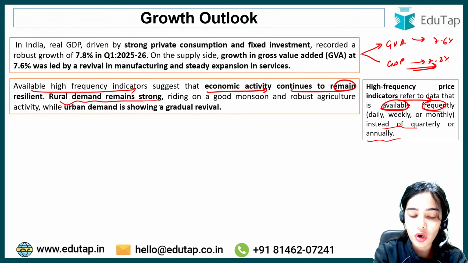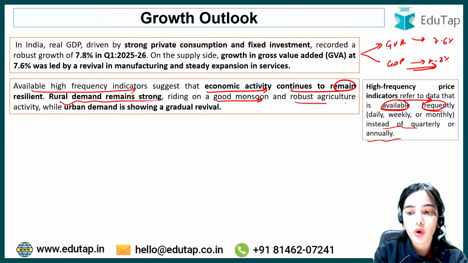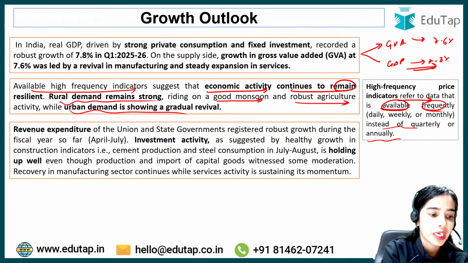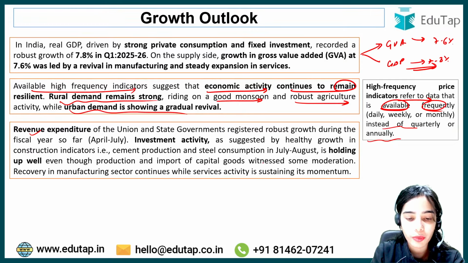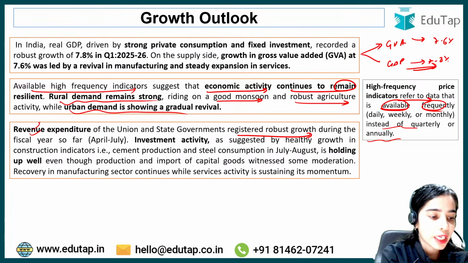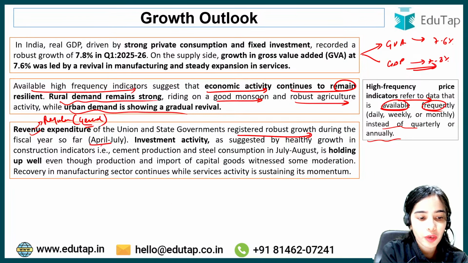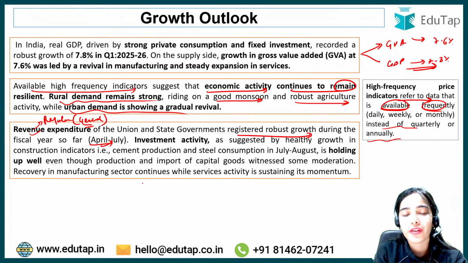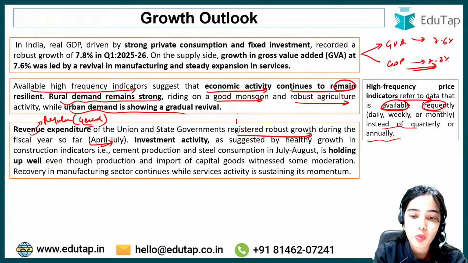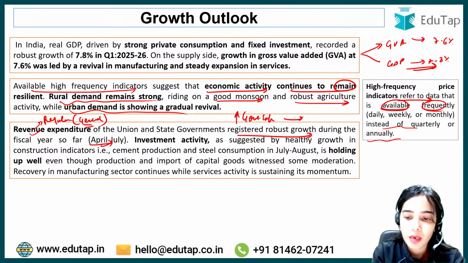Rural demand remains strong, riding on a good monsoon and robust agriculture activity. Urban demand is showing a gradual revival also. Revenue expenditure, that is, the regular, general day-to-day expenditure of the government, registered robust growth during the fiscal year so far, that is, from April to July. Higher government expenditure means more demand in the economy, and more demand in the Indian economy means more production and more growth in the economy.